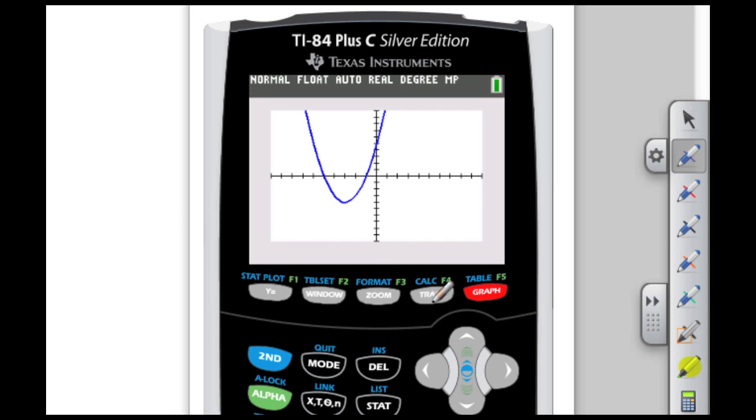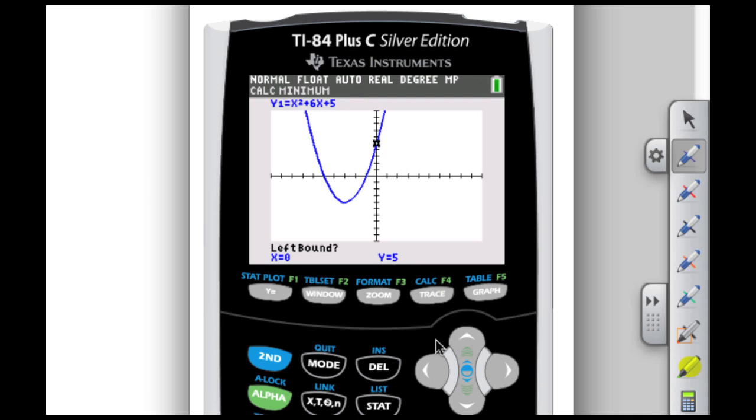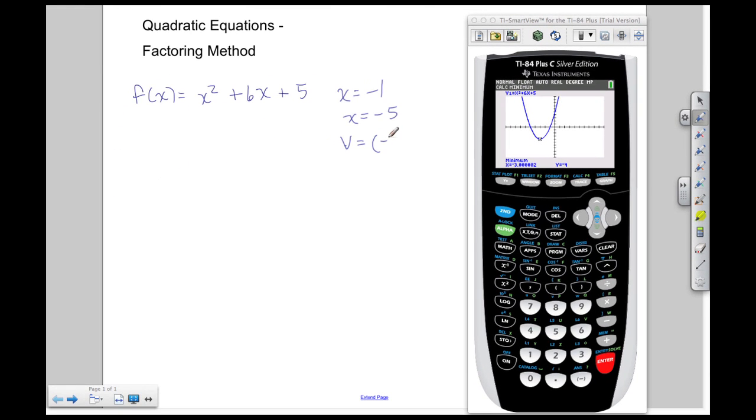Let's go ahead and figure out what the vertex is. So let's click on second and then calc, and here we want to find the minimum value, which is 3. It's asking for the left bound, so let's go left of what appears to be the minimum, click enter, and then move to the right of that region and press enter again. We don't want to guess, we press enter and we come up with our vertex at -3, -4. So let's put this in here. Vertex is at position -3, -4.